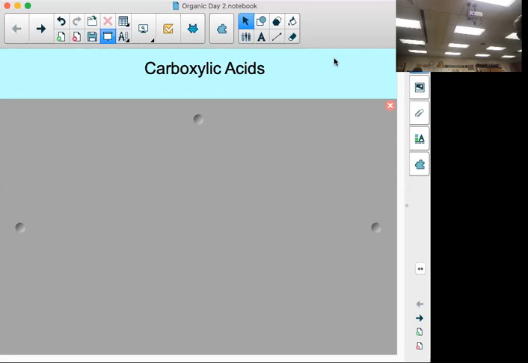Can you find your notes there, Lillian? It's somewhere in here. I hope so. Here it is. Double bonded oxygen on an end.